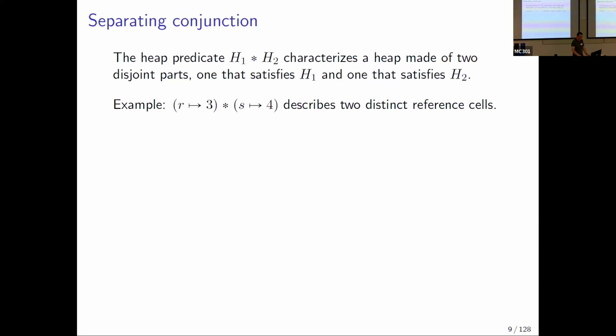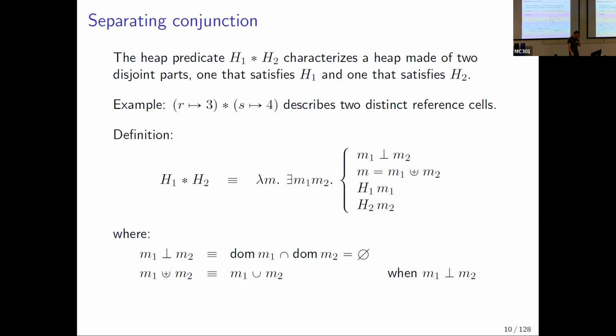That's designed to be simple, but okay. So separating conjunction is the important part, probably the most important one. H1 star H2 characterizes heaps that are made of two disjoint parts, one that satisfies H1 and one that satisfies H2. For example, if you have R maps to 3 and S maps to 4, you have two different distinct reference cells.